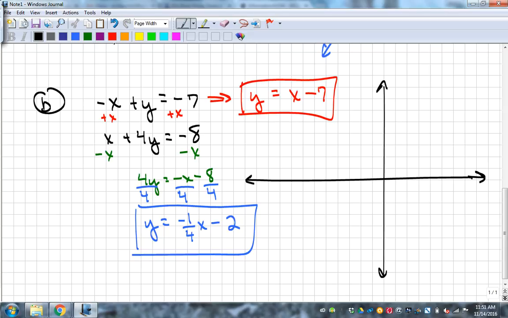Okay, so I'm going to graph that red one. Start at negative 7. Up 1 over 1. I just did several dots there to get as straight a line as I possibly can. Okay. Then the blue one, where's its y-intercept? Negative 2. Down 1 over 4. Hey, man, that landed right on it.